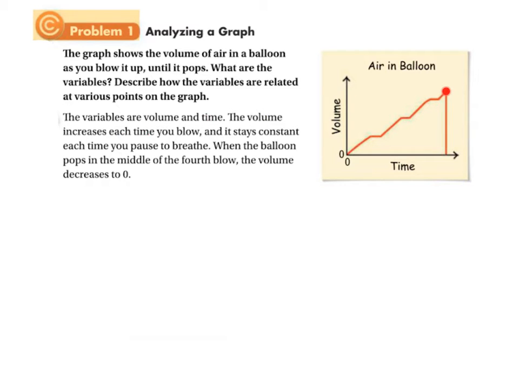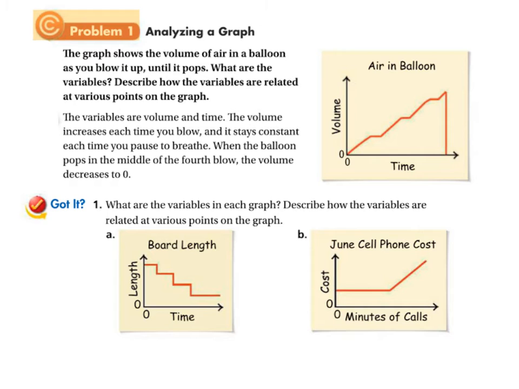And here, when the balloon pops in the middle of the fourth blow, the volume in the balloon immediately decreases straight down to zero. So that's the idea. Try these two examples here: what are the variables, and describe how they are related at various points in the graph.